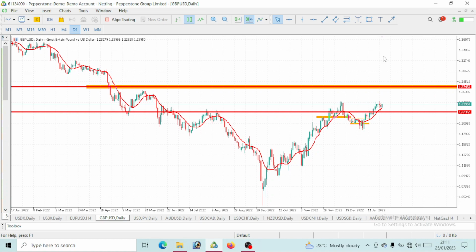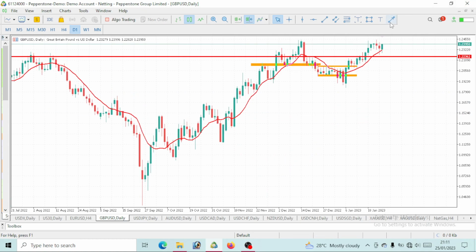So, first of all, we will start with the trend. We all know that before you actually place a trade, the first thing you would want to know is what the trend is for such movements. And we can see that GBP USD is actually in an uptrend move. Clearly, price is trading above our moving average.